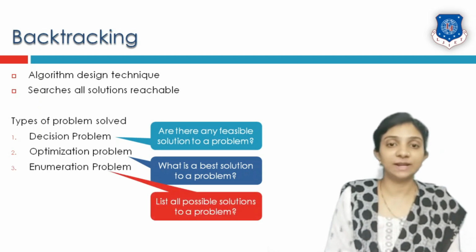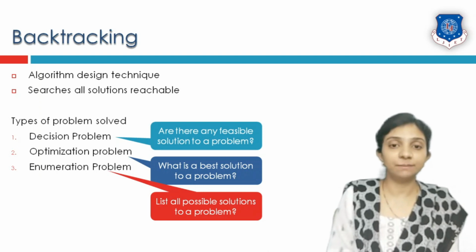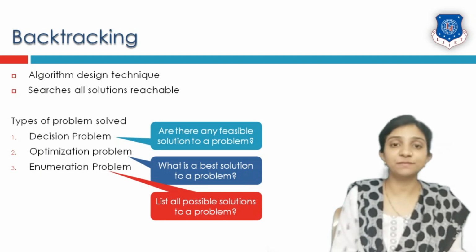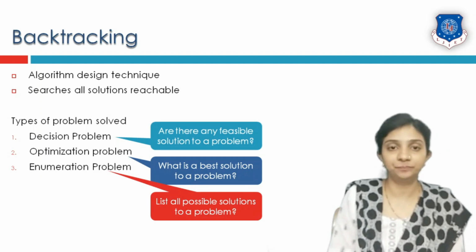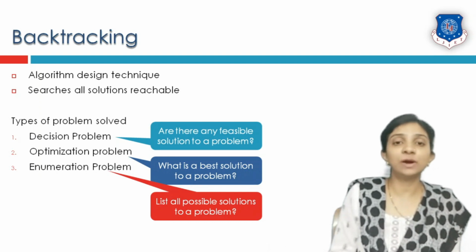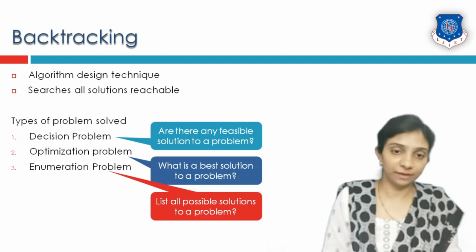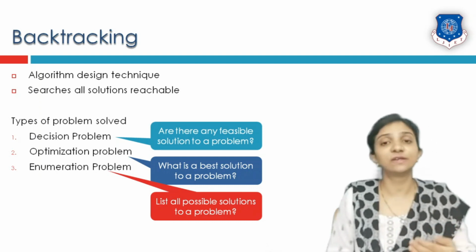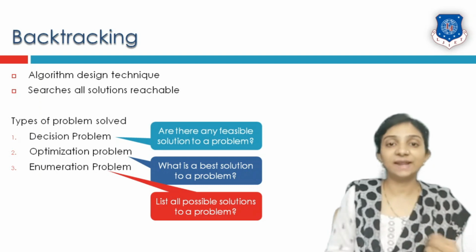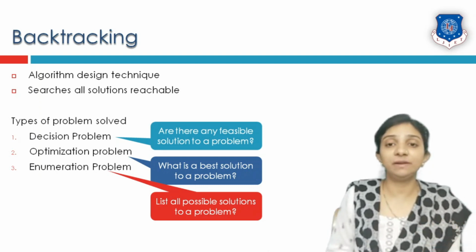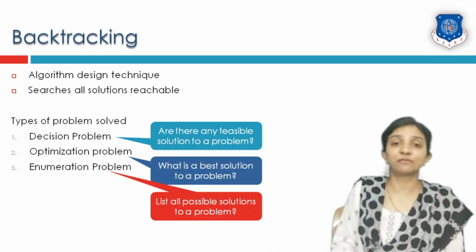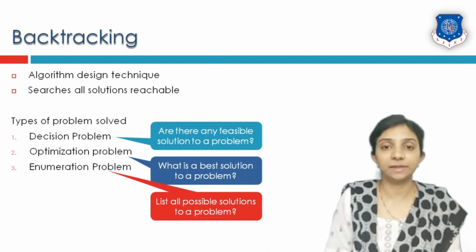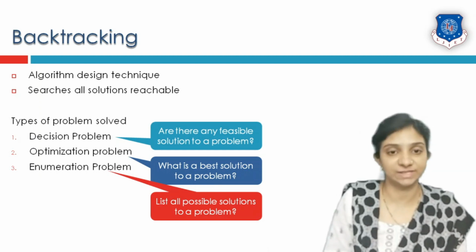Third type of problem that is solved by backtracking method is the enumeration problem, to find out all possible solutions of a given problem. Now in these kinds of problems there is no such optimal solution. There exist multiple solutions to the same problem and each of those solutions is optimal by itself. So in that case, if we have to find out all different possible solutions that exist for a particular problem, we are going to make use of backtracking method as the algorithm design strategy.